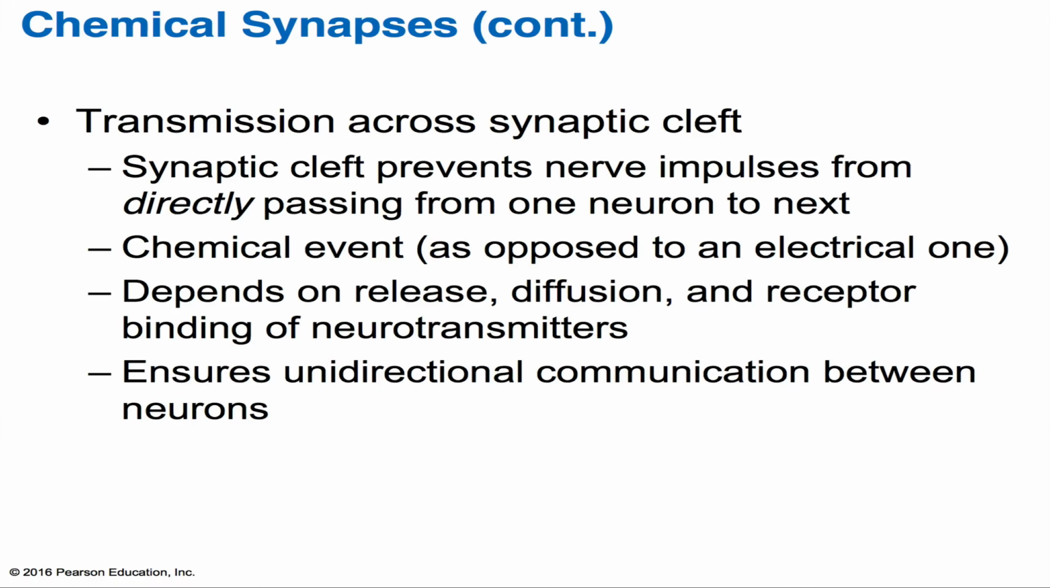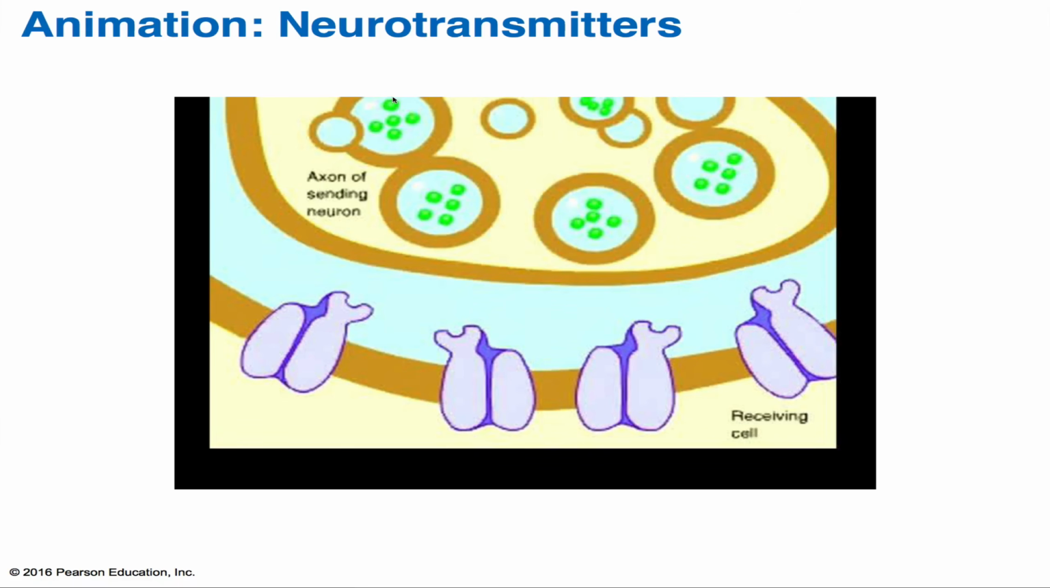The current from the presynaptic membrane dissipates in the synaptic cleft. This prevents a nerve impulse from being directly transmitted from one neuron to another. The transmission of signals across the synapse is a chemical event that's dependent upon the release, diffusion, and receptor binding of neurotransmitter molecules. This ensures unidirectional communication between the neurons. Be sure you watch this animation on neurotransmitters.